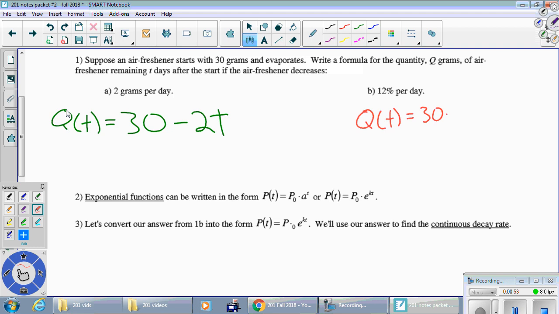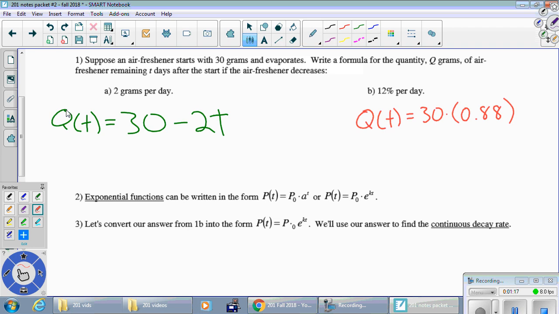So we're going to be multiplying by something. But I don't want to multiply by 12% every day because that's going to give me 12% of the 30. What I want to do is write down an expression for what remains. If you lose 12%, then you still have 88%. So 0.88 would be our way of saying, take the 30, multiply it by 0.88.